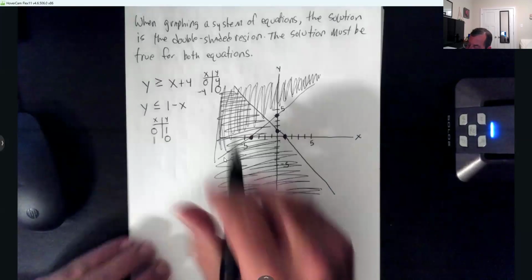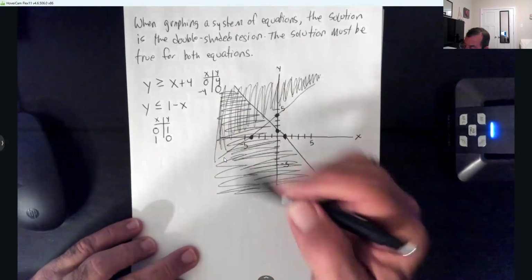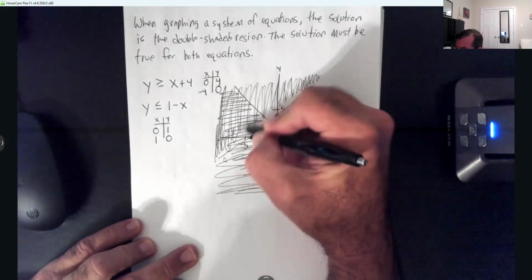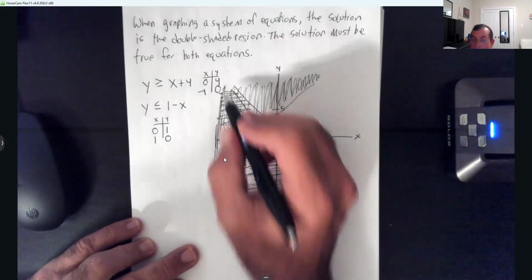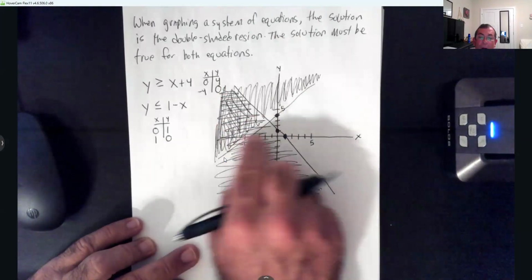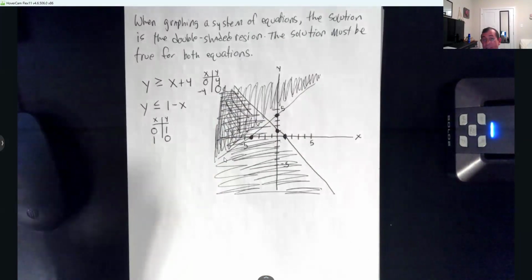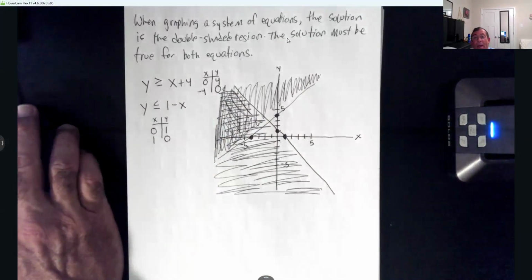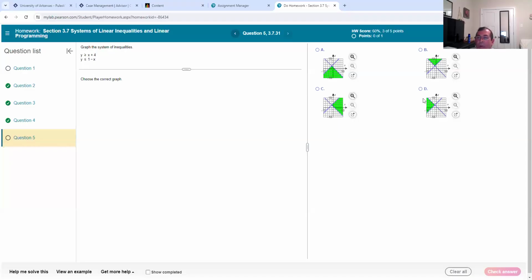Now remember, up here we said the solution is the double shaded region. Right here on this left side, this is the double shaded region, the top region and then the bottom region. So the double shaded region is that little triangle on the left side. If you go back and look at MyMathLab, the one that's shaded on the left side would be D for me.